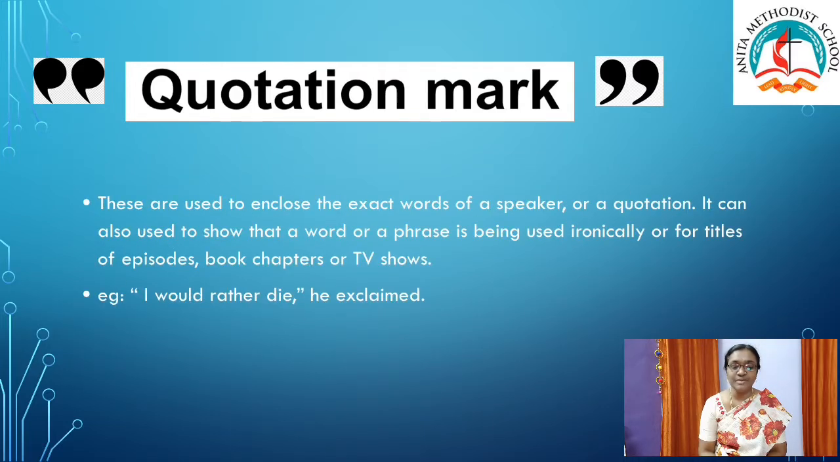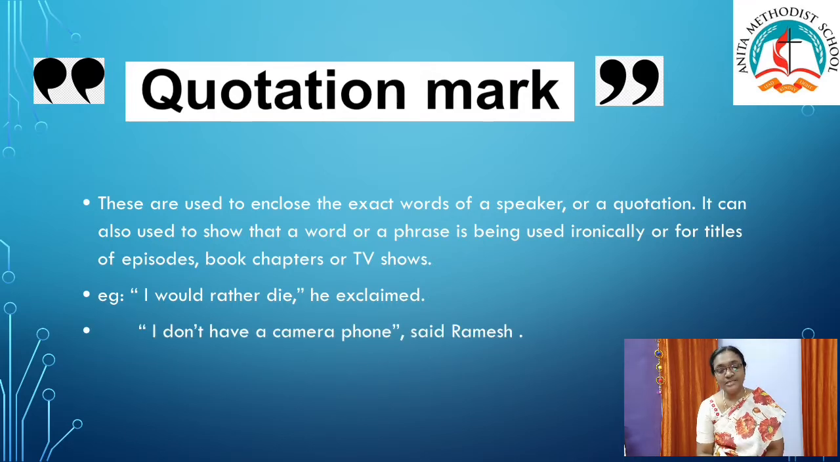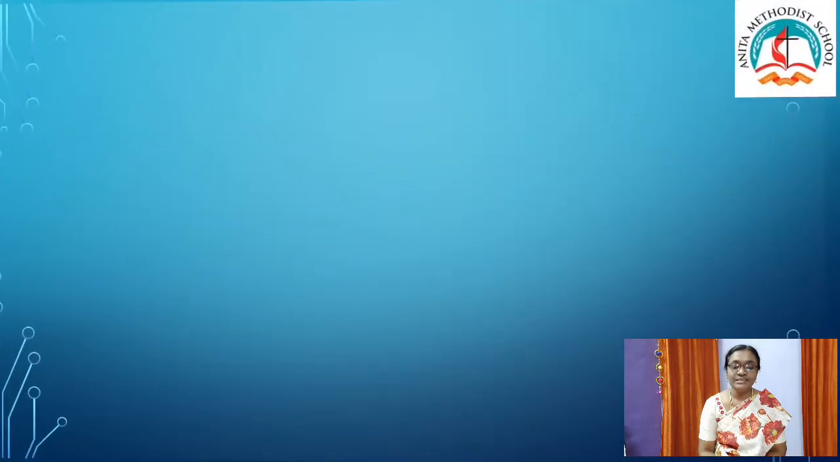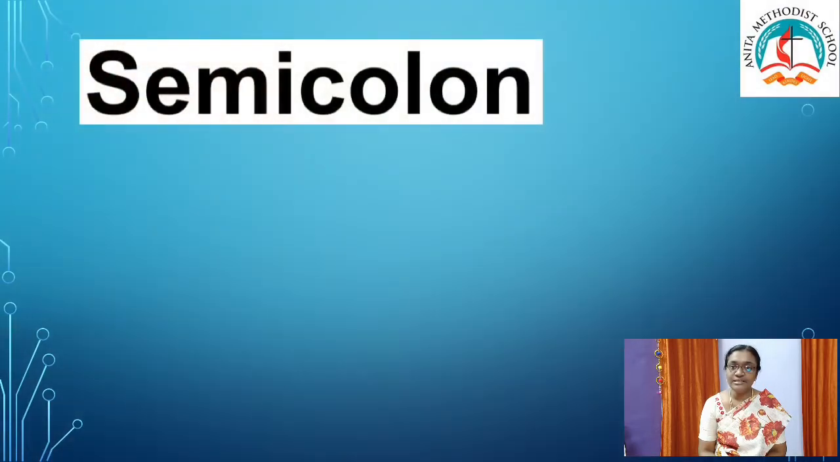Next one is quotation mark. These are used to enclose the exact words of a speaker or a quotation. It can also be used to show that a word or a phrase is being used ironically, or for titles of episodes, book chapters or TV shows. For example, see the reported speech. "I would rather die," he explained. Can you see the quotation mark there? The next example. "I don't have a camera phone," said Ramesh. Can you see the quotation mark?